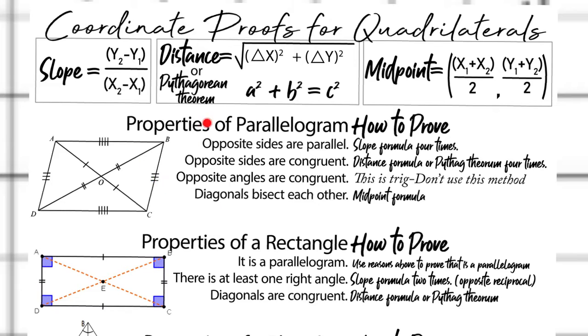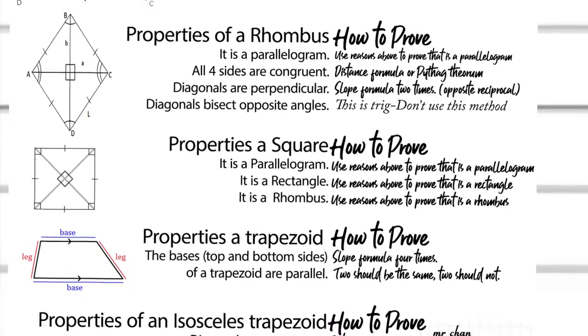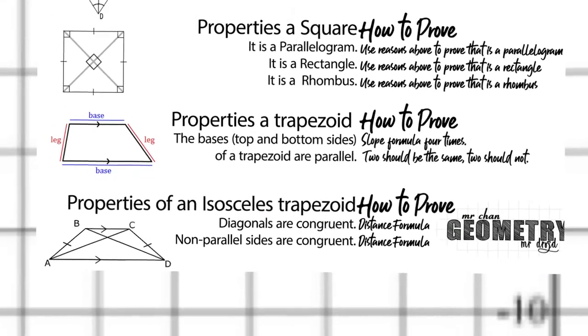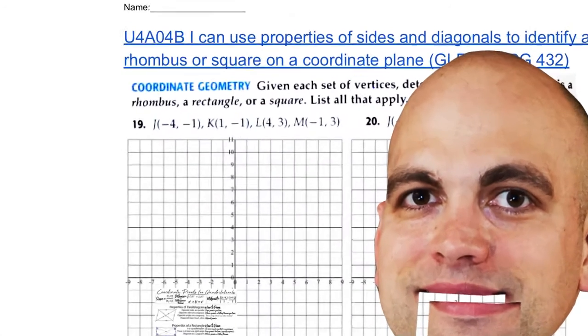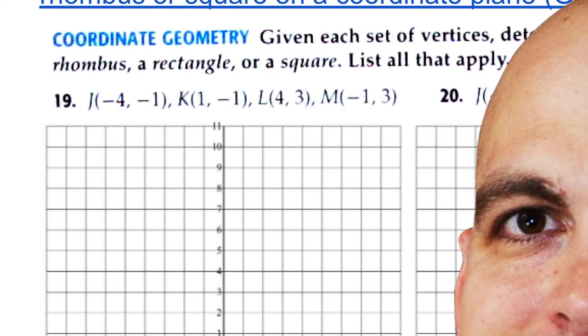So here's what I know. We've got the properties of parallelograms, which I know that you guys know by heart. We've got properties of rectangles, properties of rhombus, a square. At the bottom of the worksheet, I see that there's some information about trapezoids. We're not going to worry about that yet. Instead, what we're going to do is we're going to spend a little bit of time on question 19, where we've got quadrilateral JKLM.